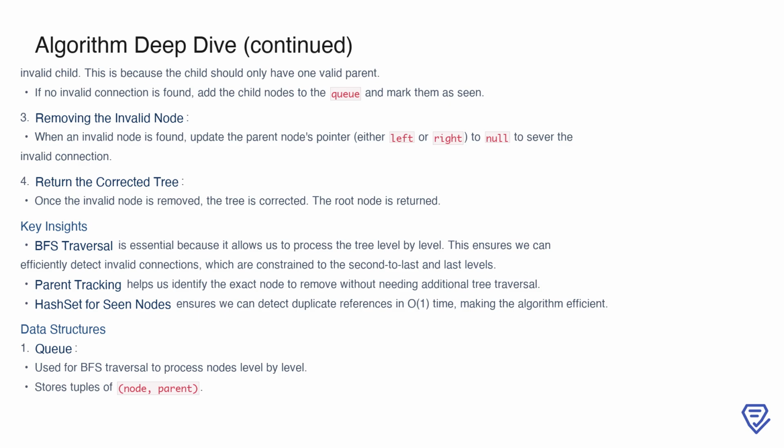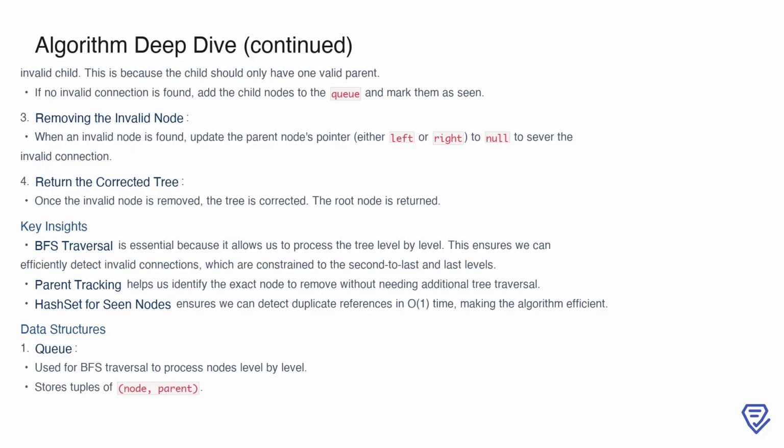Once an invalid connection is identified, we move on to the correction step. Here, we update the parent node's pointer, either the left or right child, to null, effectively severing the invalid connection. After this correction is made, the binary tree is restored to its proper structure, and we return the root node as the corrected tree. Several key insights make this approach effective. First, BFS traversal is essential because it enables us to process the tree level by level, which aligns perfectly with the constraints of the problem.